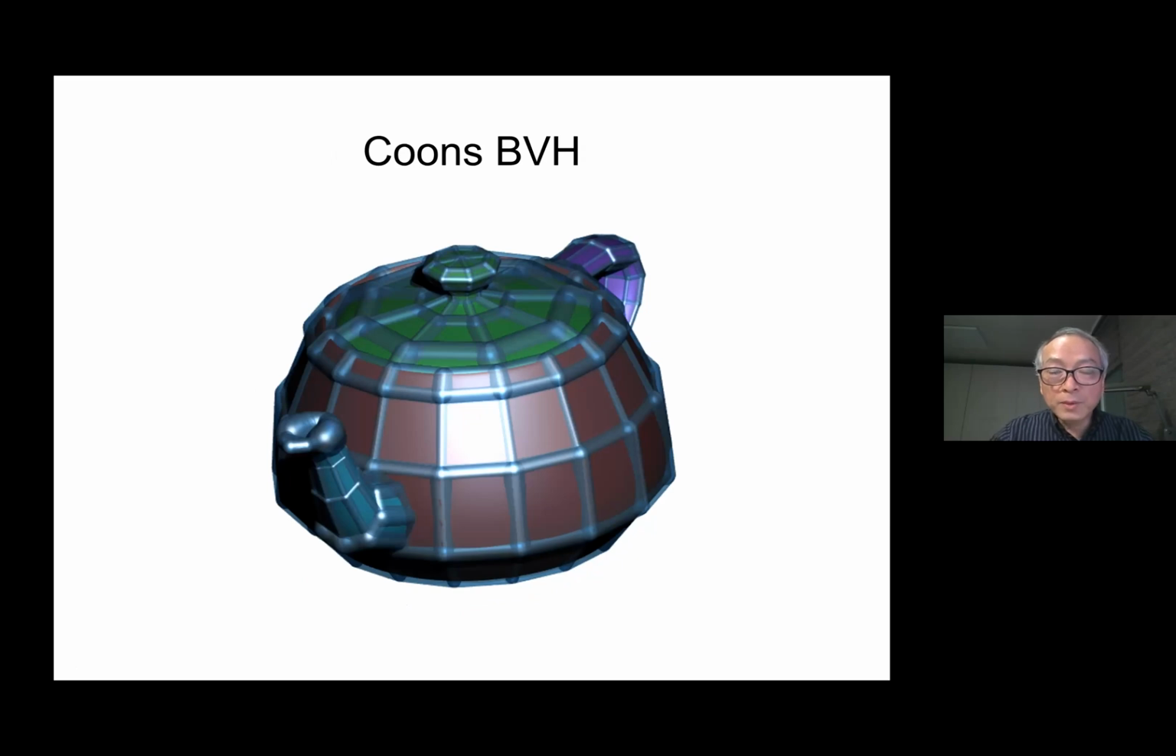But in the Kunz BVH, the Kunz surface actually inherits the parameterization of the original surface. So we preserve the parameterization. In the polar points, the quadrangle shape looks almost like a triangle. So we have a better approximation of the polar part.